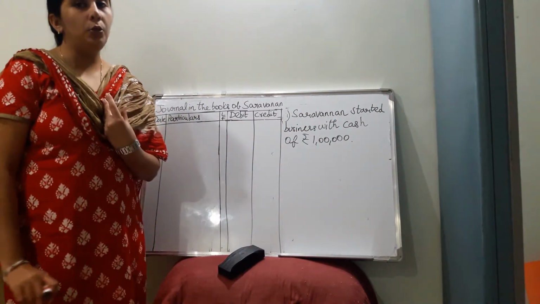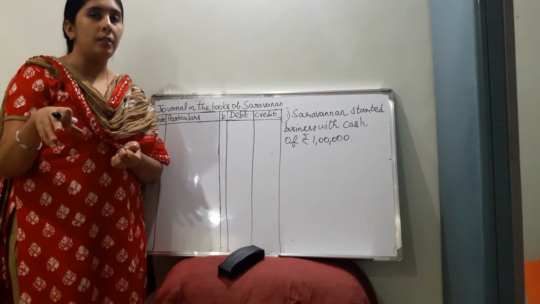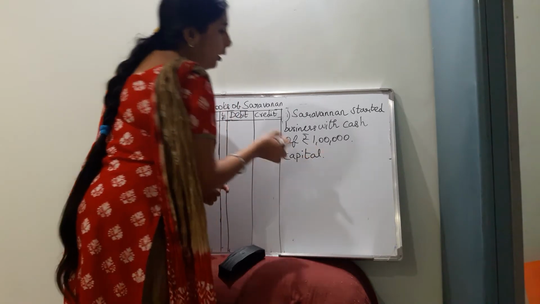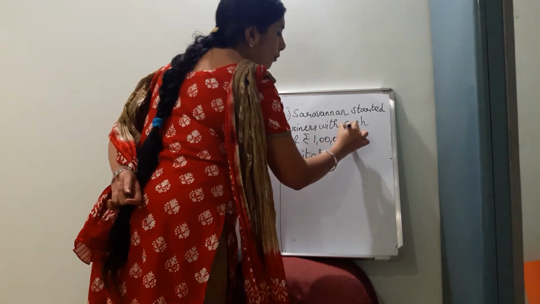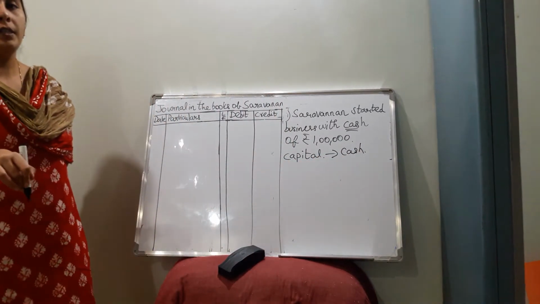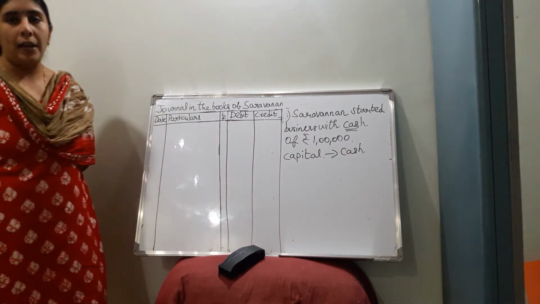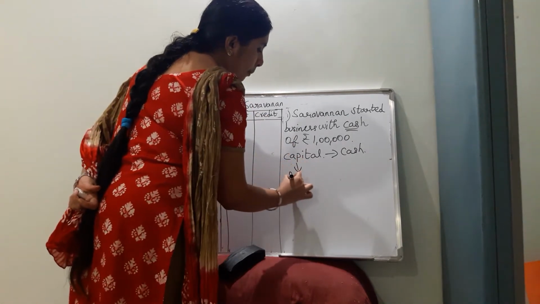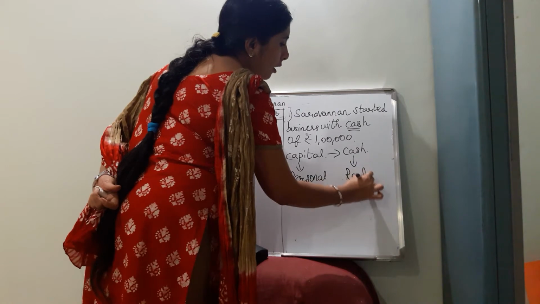So something comes into the business to start the business. When money is invested into the business, it is generally called capital. It is introduced in the form of cash. So this capital account is a personal account, this cash account is a real account.